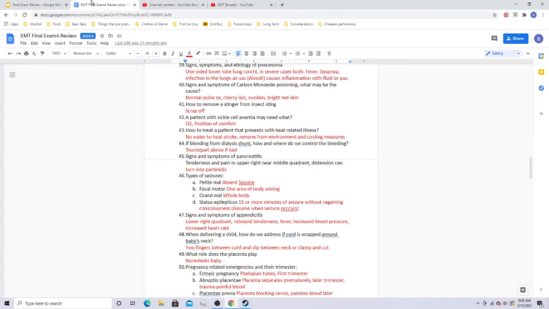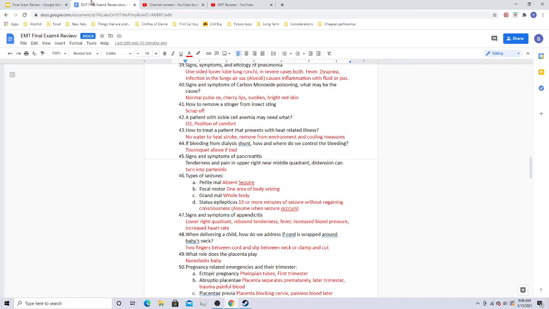Signs and symptoms of types of seizures. Absence seizures are your petit mal. Focal motor is where one area of the body is seizing, due to electrical activity or overstimulation occurring in one portion of the brain. Grand mal is overstimulation or understimulation, just electrical current hitting the entirety of the brain. Status epilepticus is 15 or more minutes of seizure without regaining consciousness. When you arrive on scene and a patient's still seizing, you came on a seizure call, assume that they're status epilepticus, because there is no point in assuming that they are not.